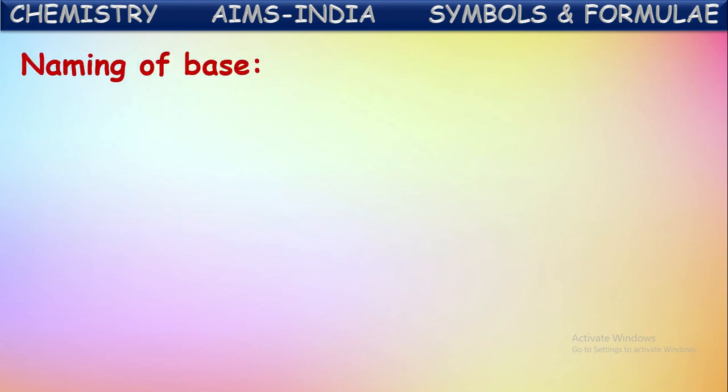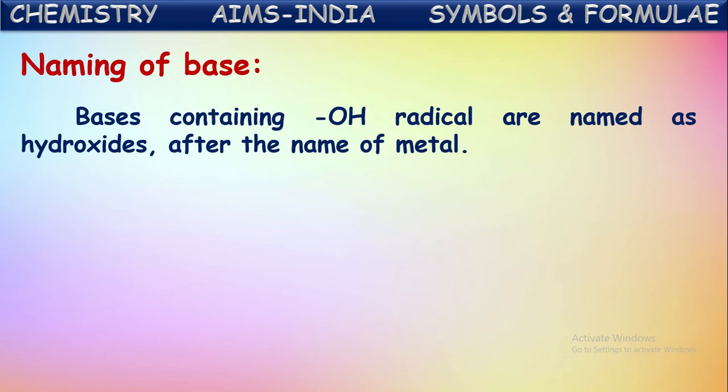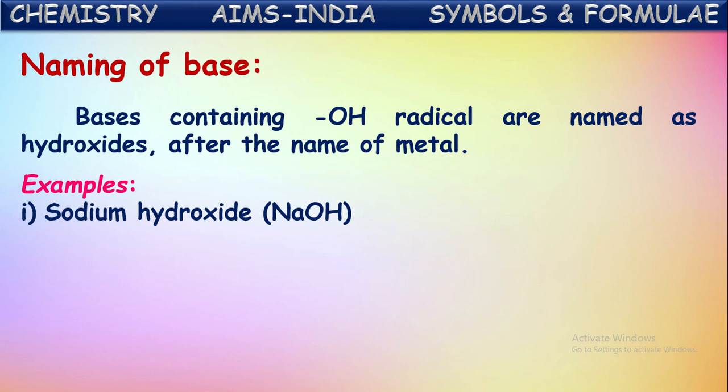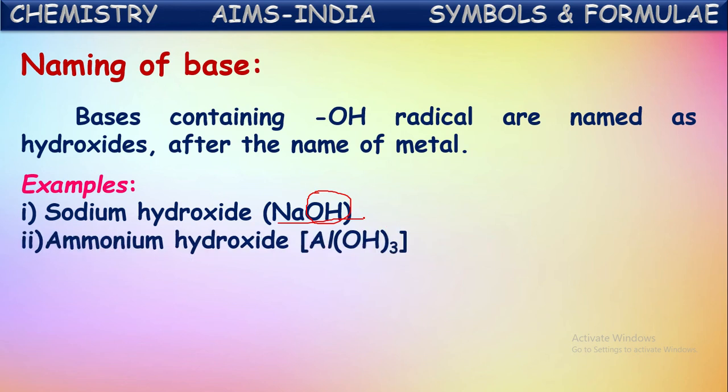Now, naming of bases. Bases containing the OH group or OH radical are named as hydroxides after the name of the metal present in the compound. For example, NaOH has a hydroxide radical. Now it can be named with hydroxide at the end of the metal element sodium's name. Now it becomes sodium hydroxide. Okay. If we say aluminium hydroxide, in this also there is a hydroxide radical. The OH radical is there. It can be named hydroxide at the end of the aluminium metal's name. So it can be pronounced as aluminium hydroxide.